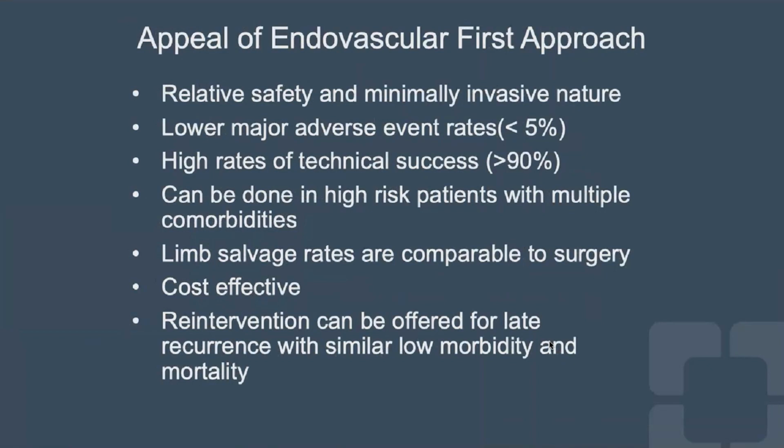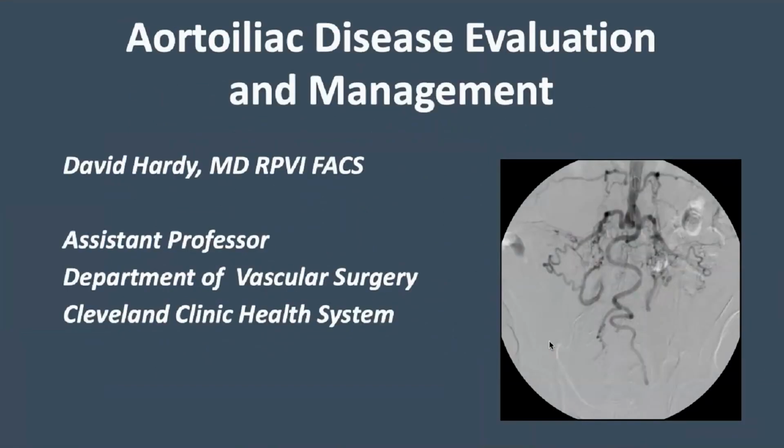It's cost effective. And reintervention can be offered for late recurrence with similar low morbidity and mortality. And you can use this as a hybrid approach, or a first or second approach when there's been an open surgery performed as well. So that's kind of our workup for peripheral arterial disease.